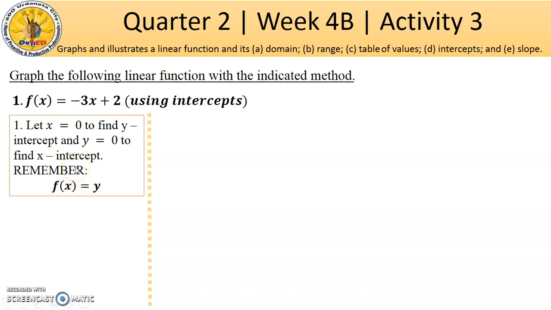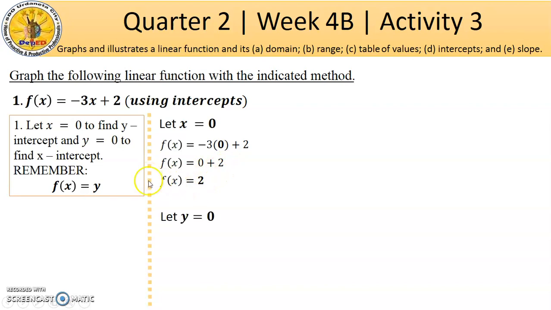Now, let's start. So, to find the y-intercept, let x is equal to 0. Substituting 0 to x, we have f of x is equal to negative 3 times 0 plus 2. Simplifying this part, we have negative 3 times 0, so we have 0. f of x is equal to 0 plus 2, so f of x is equal to 2. 0 plus 2 is 2.